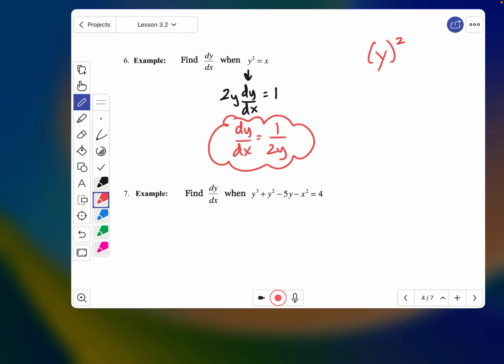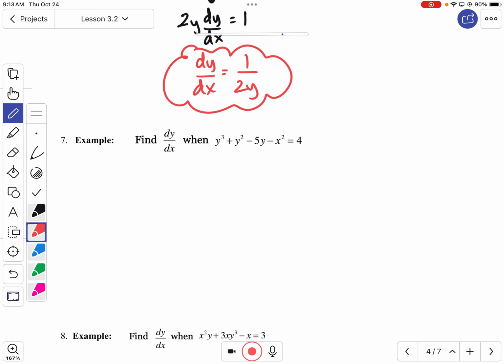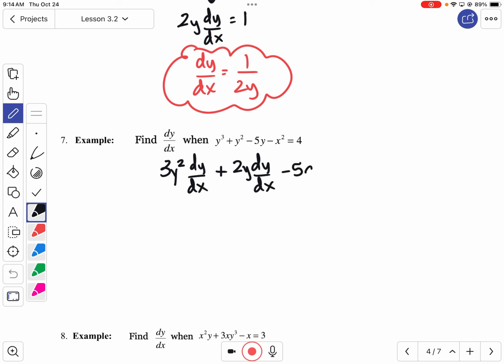Again, start simple and then we'll get to the good stuff. So let's do each individual term. Derivative of 3y squared, it's a y term, so it's a chain. Tack on a dy dx. Derivative of y squared: 2y, it's a chain, dy dx. Derivative of negative 5y: negative 5 dy dx.